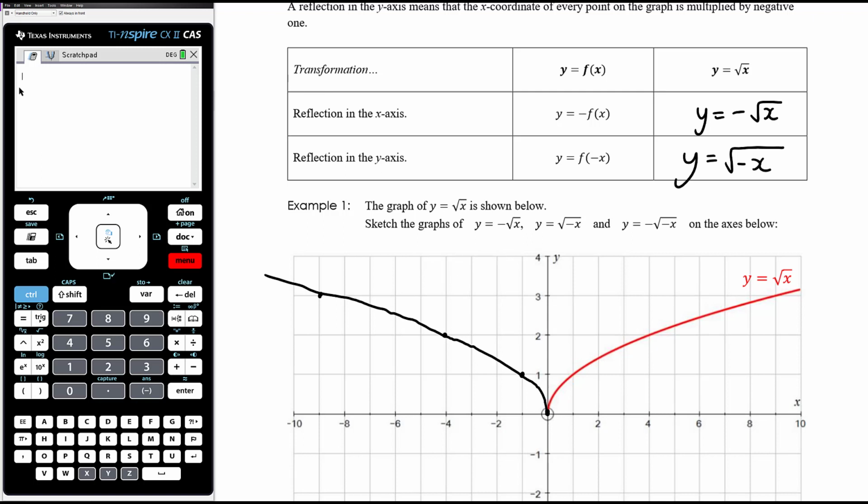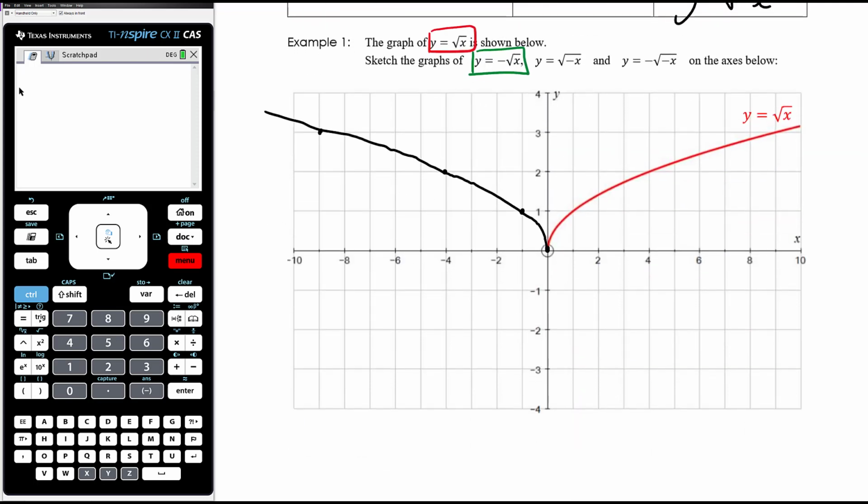So the question here, I jumped ahead here, we've got the graph of y equals root x shown below, so that's drawn in red. We want to sketch the graphs of y equals negative root x, which is the reflection in the x-axis. So that one's going to go down here. Let me plot those points out. So this one down here, it's y equals negative root x down there. The graph of y equals square root of negative x, that's the reflection in the y-axis, that's this one.